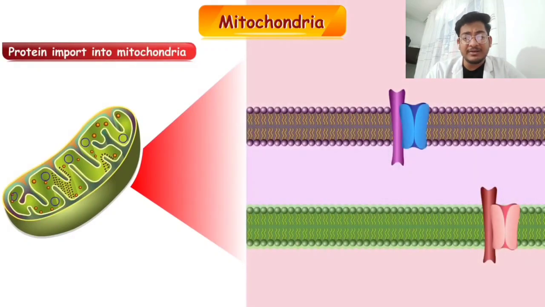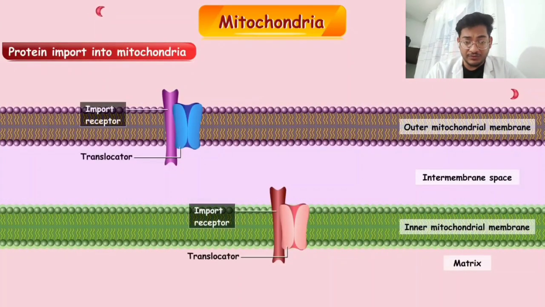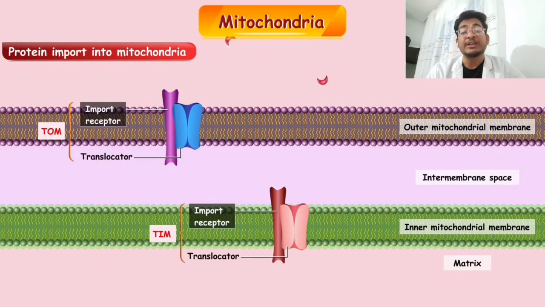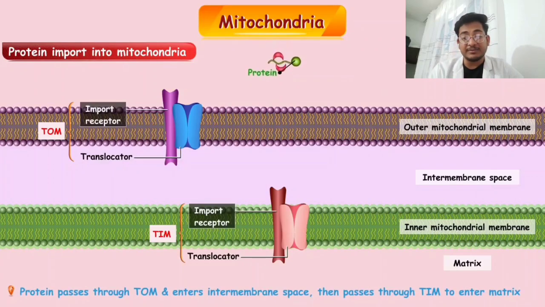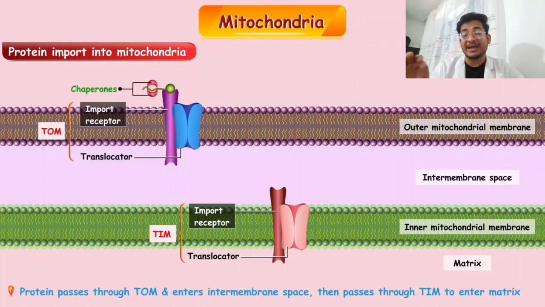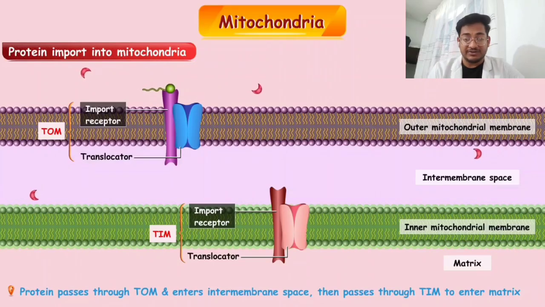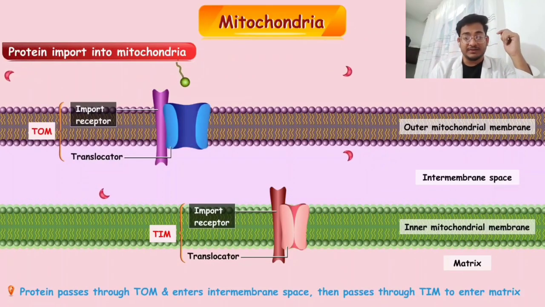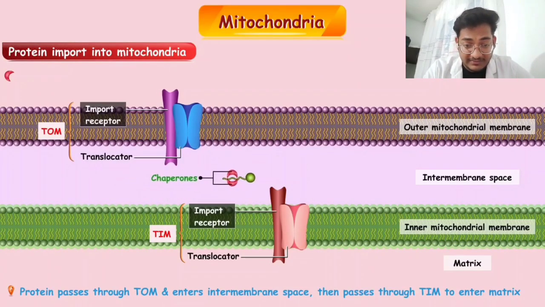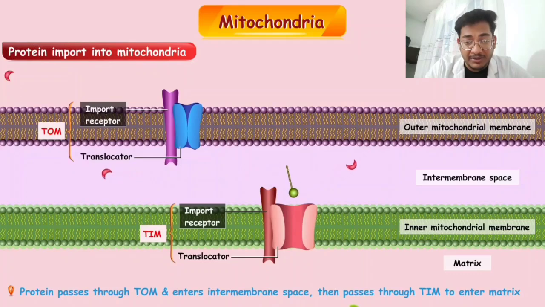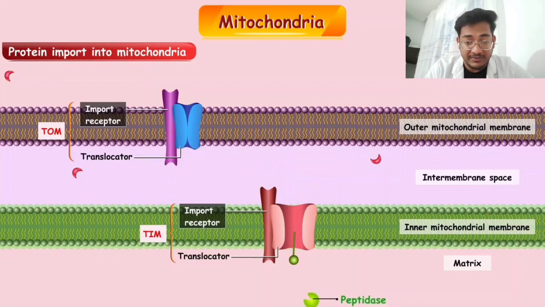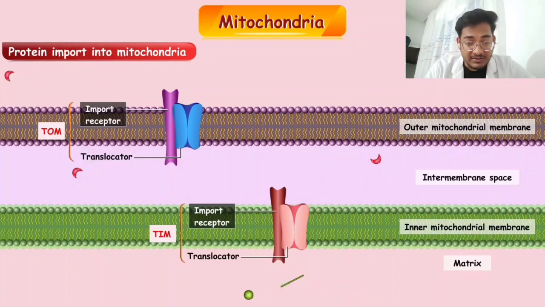How are proteins imported into mitochondria? There are two ways. One is translocators of the inner membrane and outer membrane, where import receptors are located. Protein passes through TOM and enters the intermembrane space, then passes through TIM to enter the matrix. You can see in the video how the protein passes through the outer membrane and inner membrane to the matrix, and how peptidase binds with the protein and works with it. This is the video.